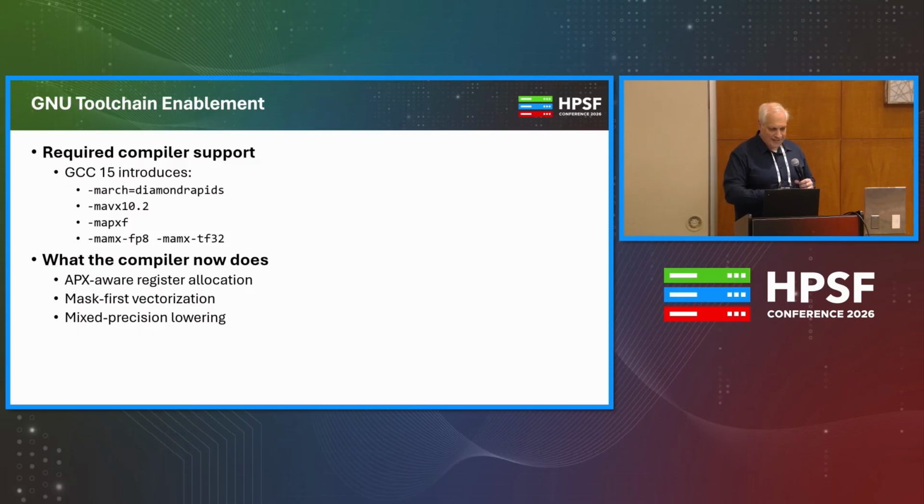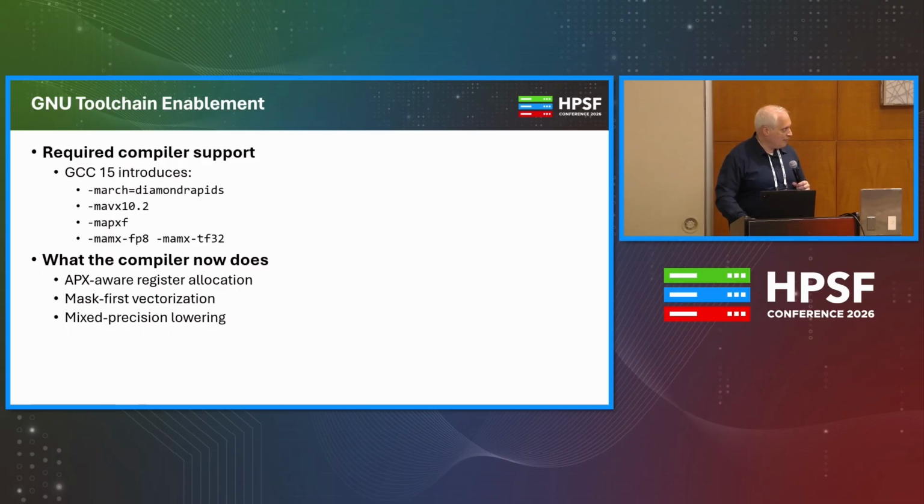It's pretty neat. You can see the compiler flags that are available here. The big thing that's changed is we have APX-aware register allocation. Again, a major change in how the scalar functionality works in x86, along with mask-first vectorization and mixed precision lowering. I think you'll see from the examples why it matters, and it's going to help your performance. And the nice thing about the compiler ones is that's your easy button. You enable these flags and you get that for free.